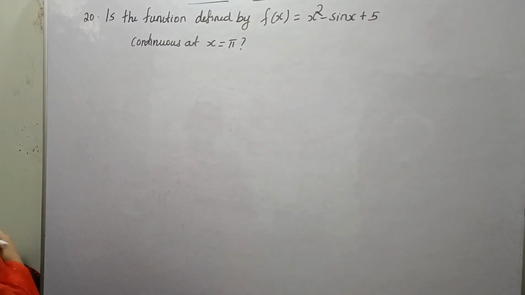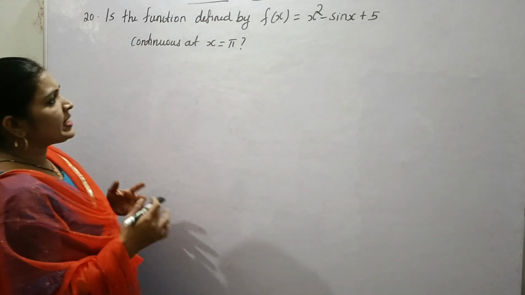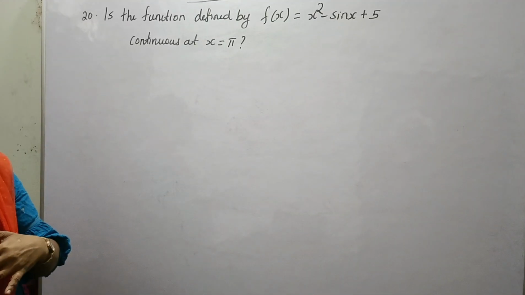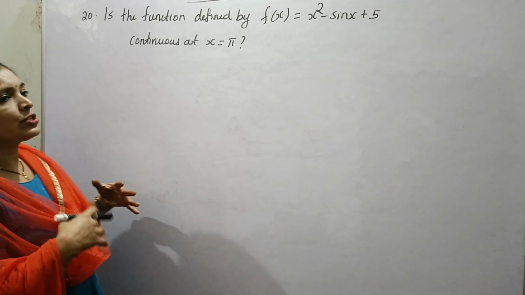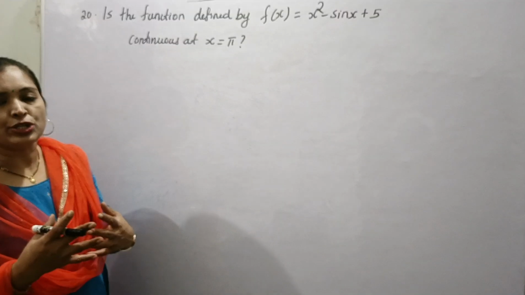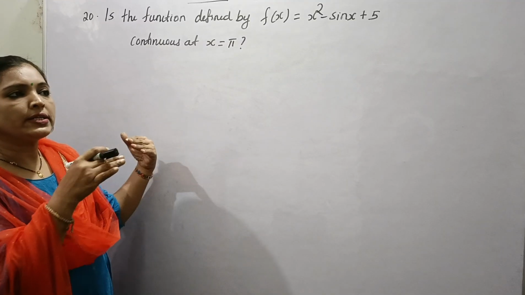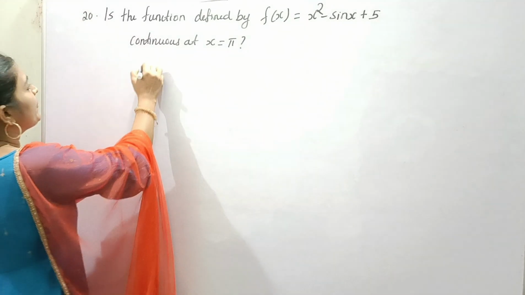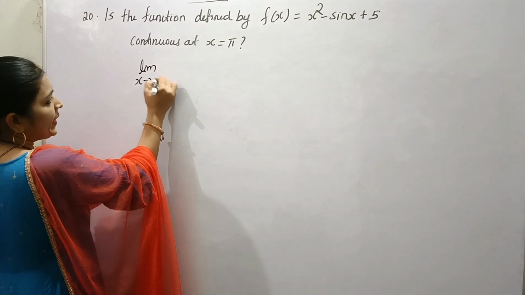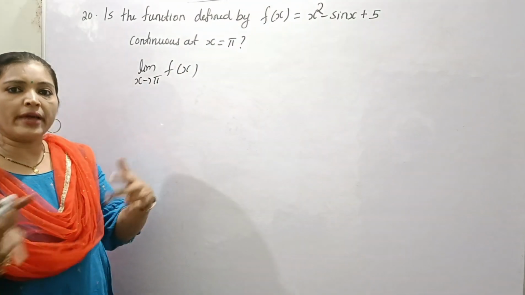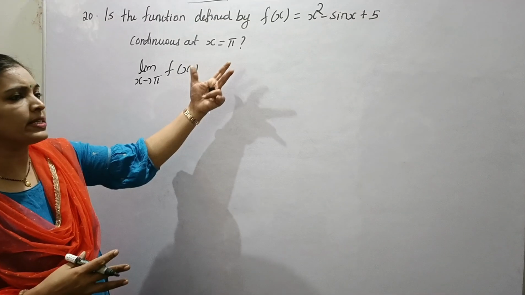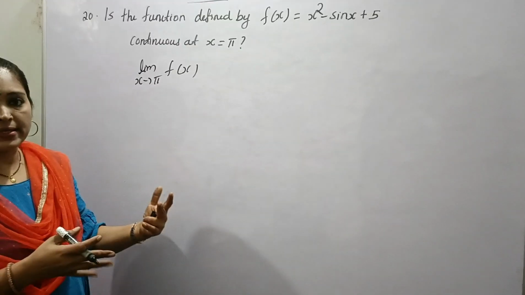Is the function defined by f of x is equal to x square minus sin x plus 5 continuous at x is equal to pi? Very simple question. Here there are no conditions, no inequality like x less than or x greater than. According to the definition of a continuous function, we have to prove that the value of the function is equal to the limit of the function, that means limit x tends to pi of f of x. Here there is no need to find the left hand limit and right hand limit, because there is no inequality like x less than or x greater than.